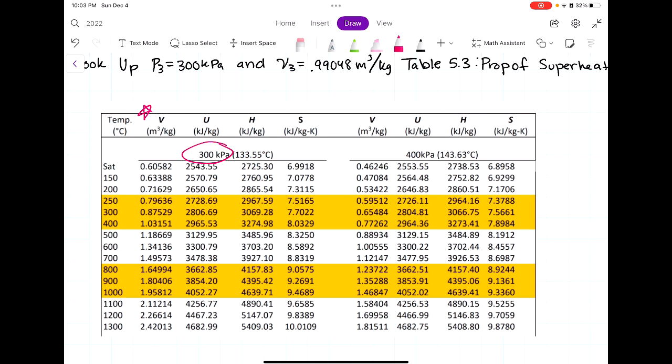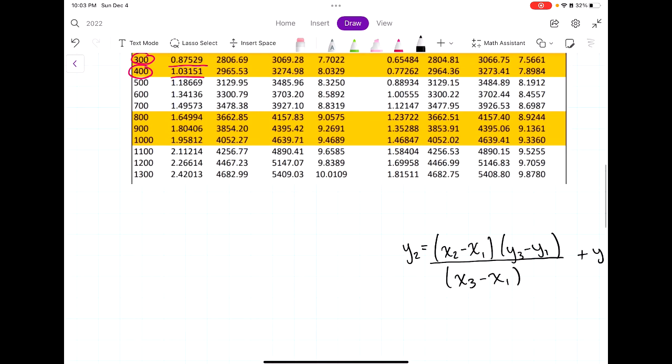But I can linearly interpolate, right? Because I'm looking for the temperature. So my 0.99048 lands in between this guy and this guy, and their respective temperatures are 300 and 400. So I'm going to interpolate to get the temperature at a specific volume of 0.99048. I'm going to take note of those values because they are needed in order to do the linear interpolation.